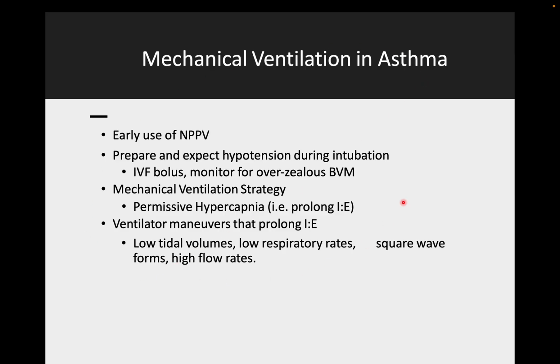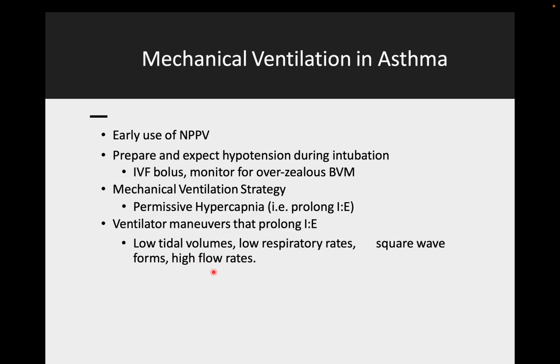So these are the mechanical ventilation principles in asthma. Early on, use non-invasive pressure support ventilation. Permissive hypercapnia is allowed, so low tidal volume and low respiratory rate. Why did I mention low tidal volume and low respiratory rate? Because it will prevent auto PEEP. It will give enough time to expire the air out, so that you can ventilate the lung better and wash out the CO2 better.